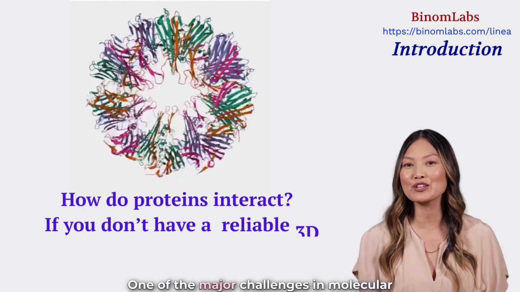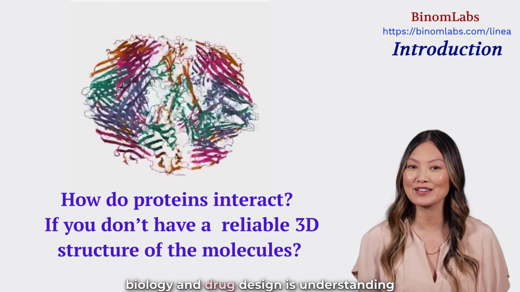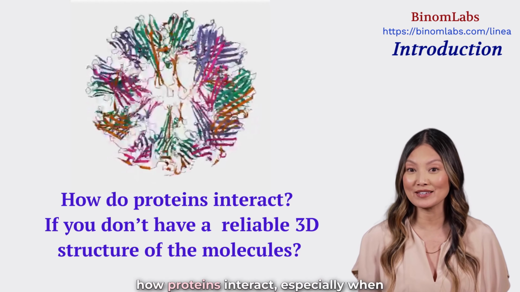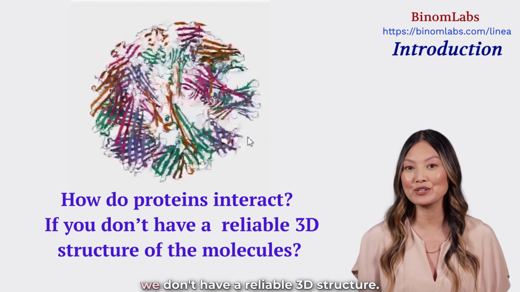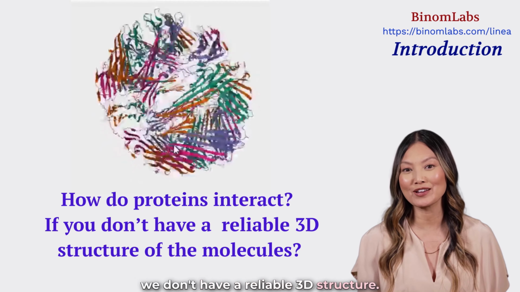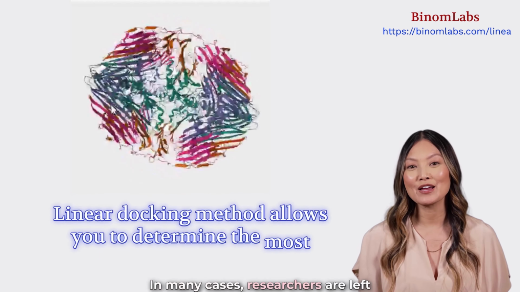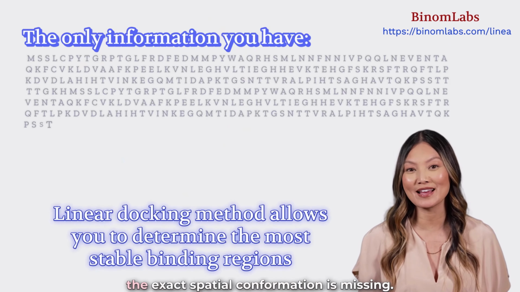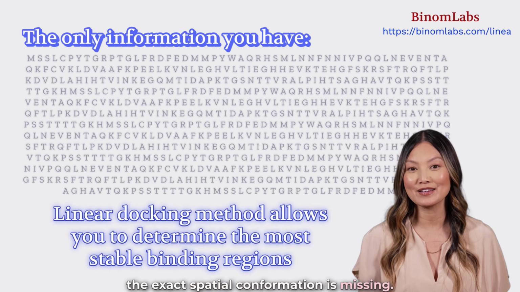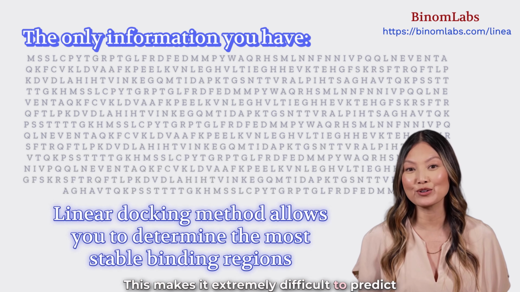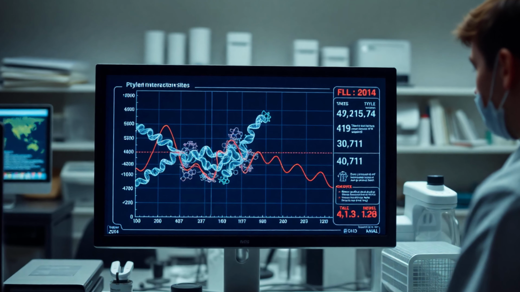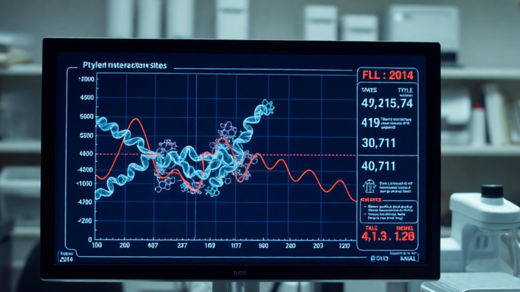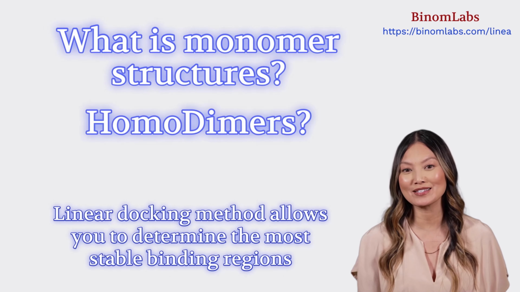One of the major challenges in molecular biology and drug design is understanding how proteins interact, especially when we don't have a reliable 3D structure. In many cases, researchers are left with only the amino acid sequence, while the exact spatial conformation is missing. This makes it extremely difficult to predict binding regions, for example, in protein-protein or antibody-antigen interactions.